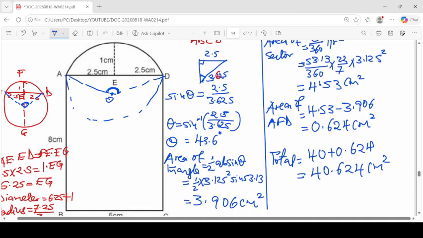If that angle is 43.6, then the whole angle, let me say angle AOD, will be 43.6 times 2. You multiply by 2, you get 87.2. Once you have that angle now as 87.2, the area of a triangle will be a half times 3.625 squared sine. This one I'm seeing it changing even these values here.